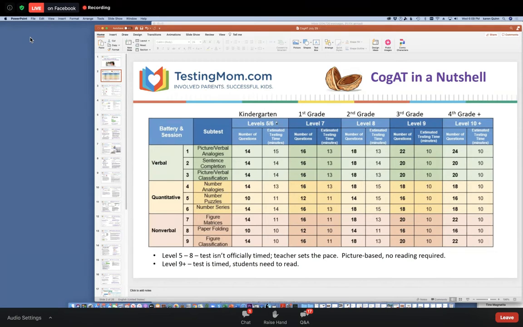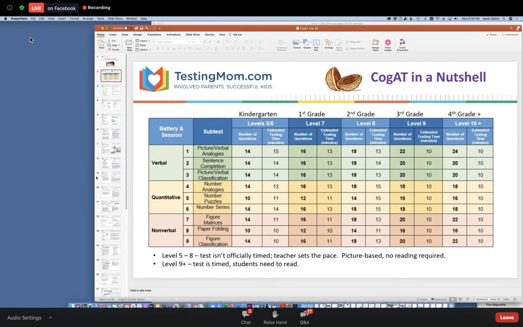Younger kids take level 5, 6. And then level 7 for first grade, level 8 for second, level 9 for third. We have testing all the way up to 8th grade, so we have all of that. For 5th grade, students would probably be level 11.